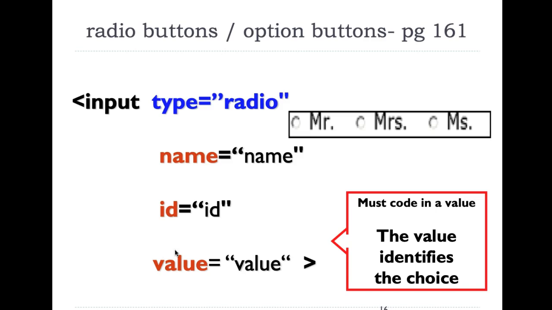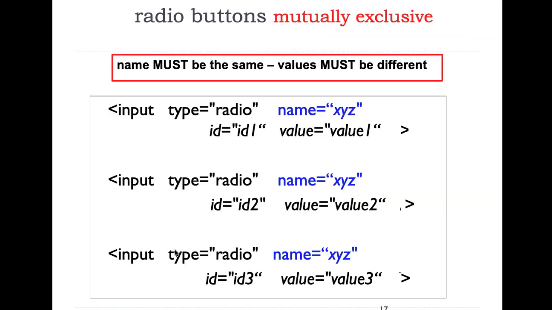And you can have IDs in that, but rarely. Rarely we go by group name. They have to have the same group name in order to have that behavior where only one gets selected. And the value would identify the choice. So this name attribute in a real life scenario might be name prefix, and the value might be Mr., Mrs., and Miss.